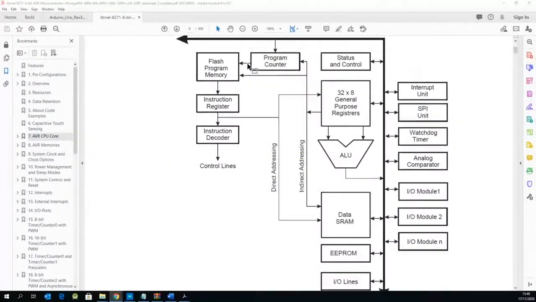So yeah, we remember this from the last two weeks. We've got the ALU, and then the general purpose registers. Beneath the ALU, we've got the SRAM. SRAM is RAM, random access memory. That means it's volatile, right?